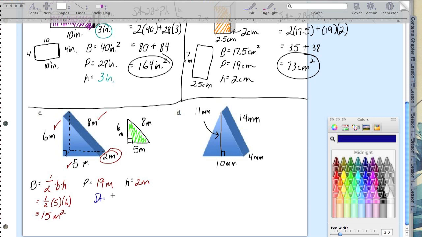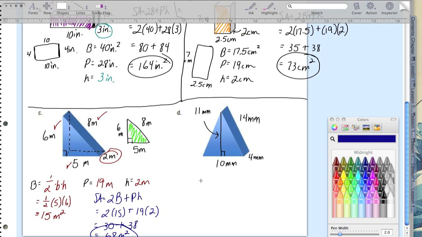Surface area is equal to capital 2 times capital B plus capital P times H. So that's 2 times 15, because my capital B, the area of my base, was 15. My perimeter was 19, and my height was 2. 2 times 15 is 30. 19 times 2 is 38. I'm going to add them up, and I get 68, and don't forget to label meters squared. Nice job, guys.